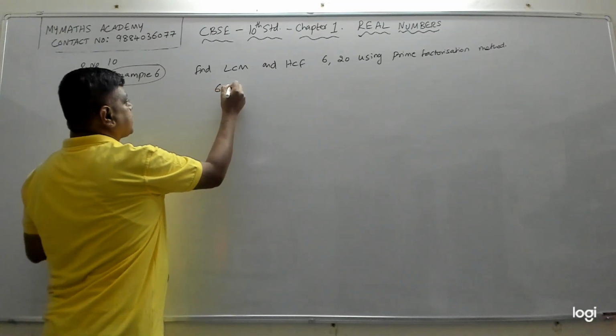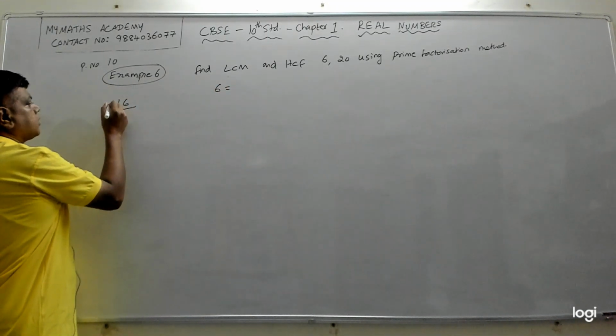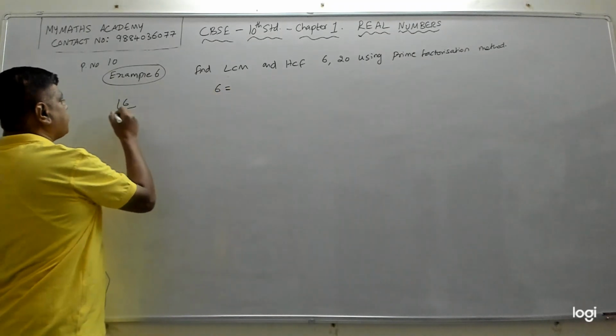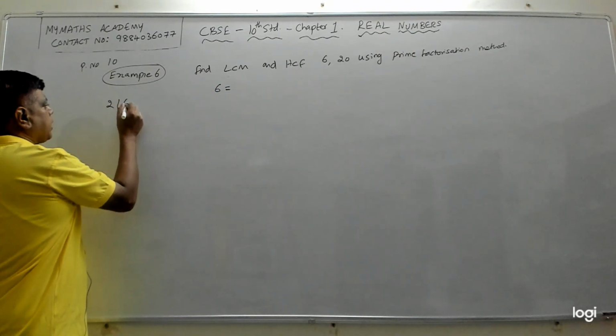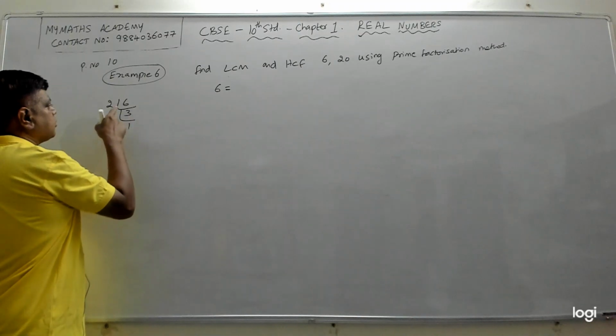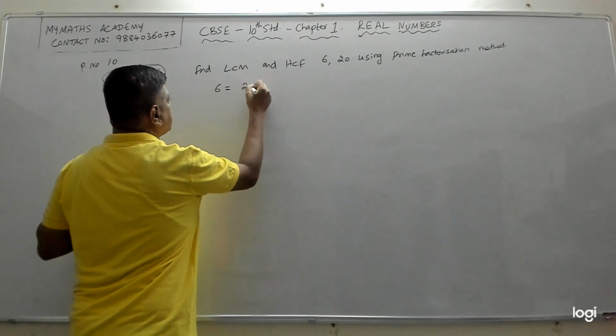First you take 6. You write 6 as prime factors. How do you write 6 as a product of primes? I will do it like this: 2 times 6 goes 3, so 3 times 1. So 6 can be written as 2 into 3. So 6 is equal to 2 into 3.